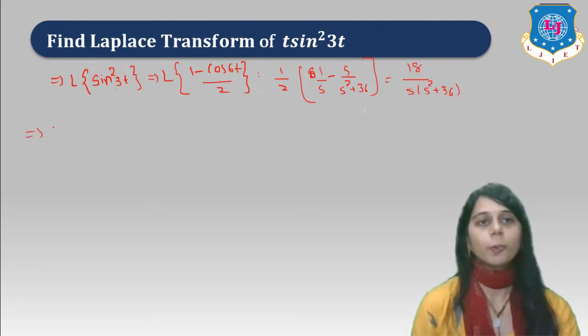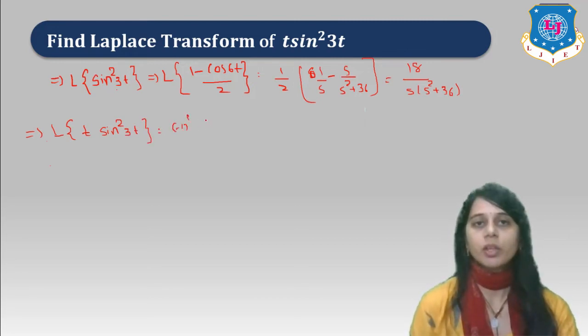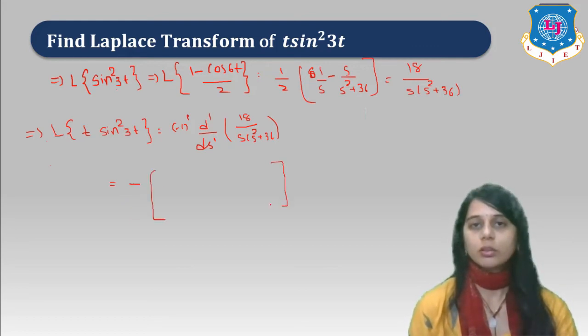Now, step 2, applying the differentiation rule for t sin square 3t. It is minus 1 raised to 1, d raised to 1 by ds raised to 1 of F of s. What is your F of s here? F of s is 18 upon s into (s square plus 36). Now we are taking the division rule, minus sign as it is, denominator whole square. So it is (s cube plus 36s) whole square, and the numerator as it is s cube plus 36s.